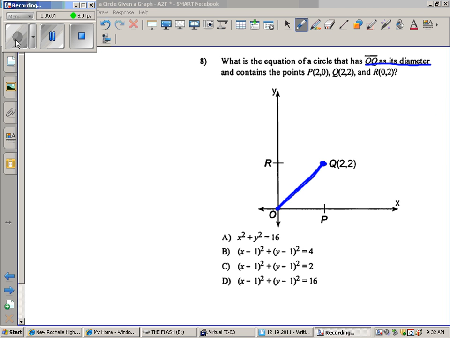All right. So we got this next problem going on. Let me erase this because we didn't talk about it. And let's highlight some information, right? OQ is its diameter. OQ is its diameter. So here you go.